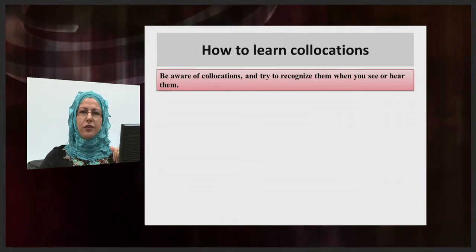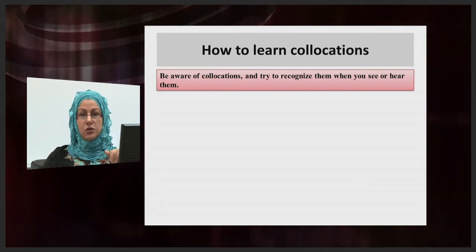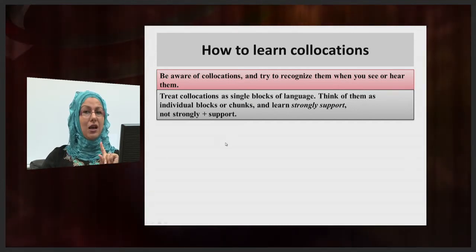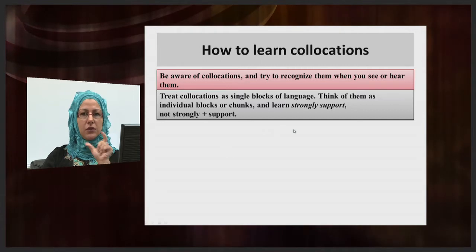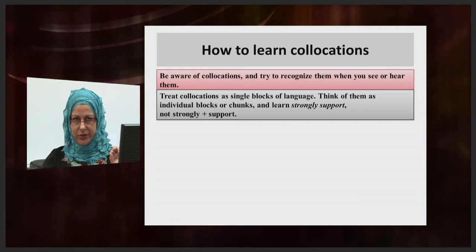How can you help yourself learn those collocations? We said you need to memorize them. But before that, you need to be aware of them, of their presence in any text you read, and try to recognize them when you see or hear them. You need to treat collocations as single blocks of language, not separate words. Think of them as individual blocks or chunks, and learn "strongly support," not "strongly" and "support."